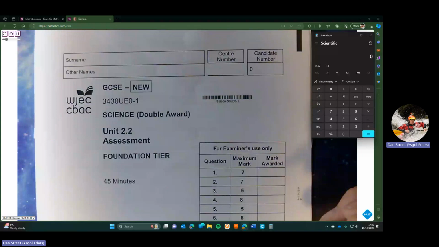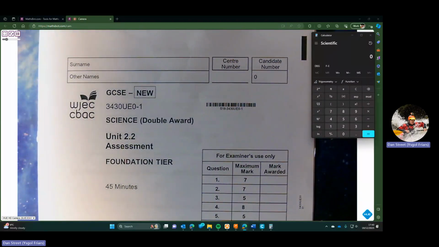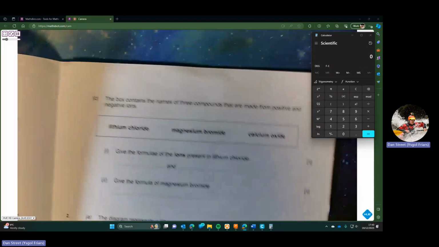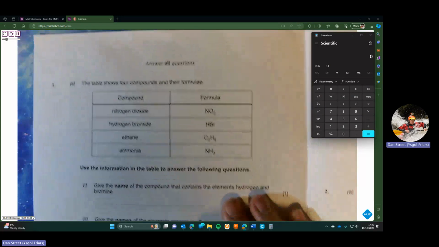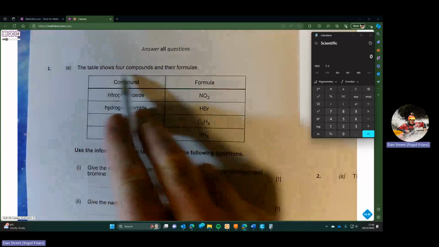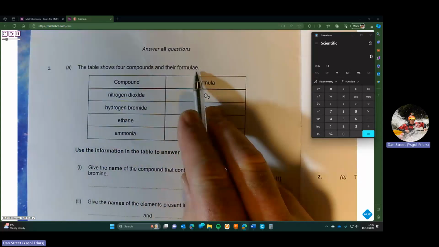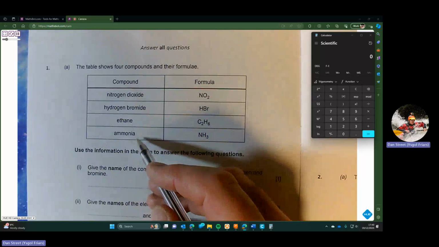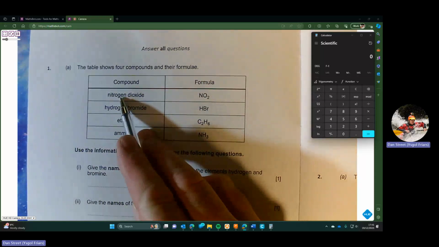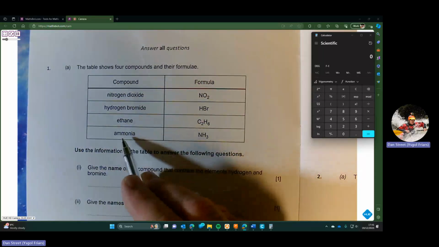Okay, so here's the mark scheme for the Unit 2.2 assessment in December 2023. Okay, question 1. The table shows 4 compounds and their formula. So here we have the compounds, which of course are names. Some of them give you a clue as to what's in them, some of them don't.